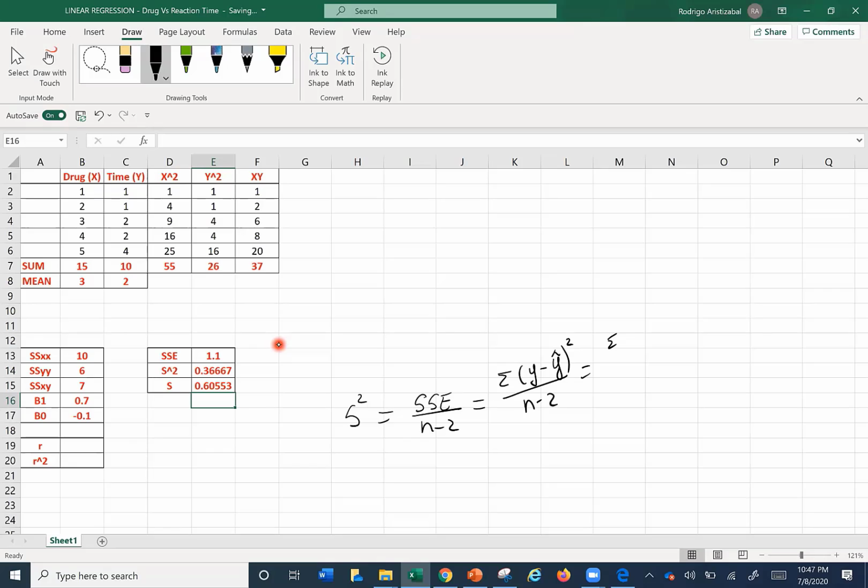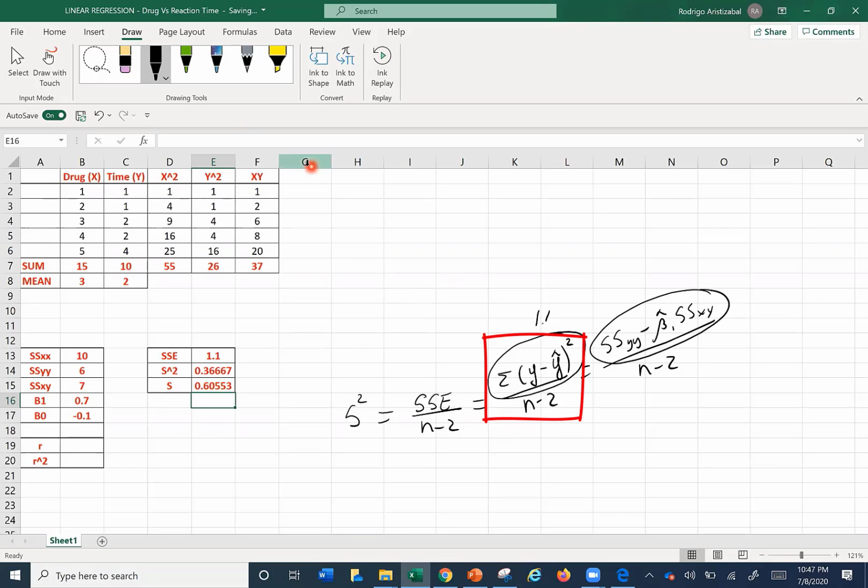The shortcut formula will be the sum of squares of all y minus b1 times the sum of all xy, divided by n minus 2. In this case, this sum of squares equals 1.1 using the shortcut formula. We can obtain the same value using the original formula. How can we do that?